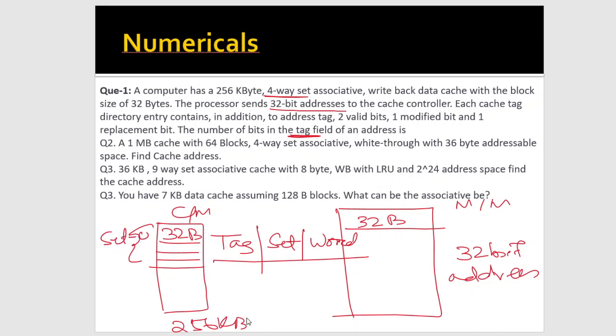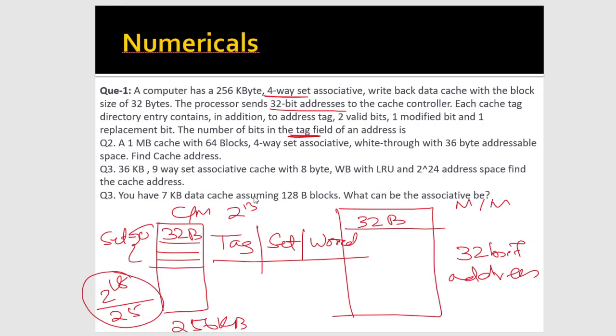Total capacity is 256. Size of the block size is 32. Number of blocks I have to determine. So number of blocks is how much? Total cache memory size is 256 KB. 256 means 2 to the 8, K means 2 to the 10, so 2 to the 18, divided by block size 2 to the 5. So total number of blocks is 2 to the 13. Clear? Number of blocks is 2 to the 13.